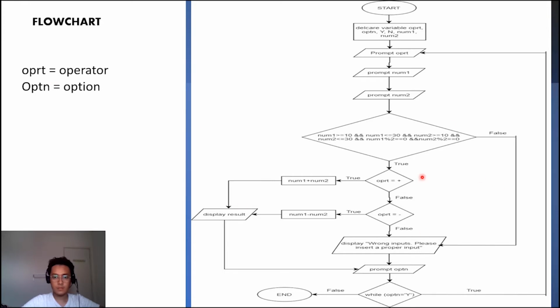So let's go back to this decision. If this decision is false, it will display "wrong input, please insert a proper input," and then go to the prompt OPTN. After going to the prompt OPTN, it will go to the decision: while OPTN is y. If it's true, it will go back to the part from OPRT and do the calculation again. And if OPTN y is false, the program will be terminated.